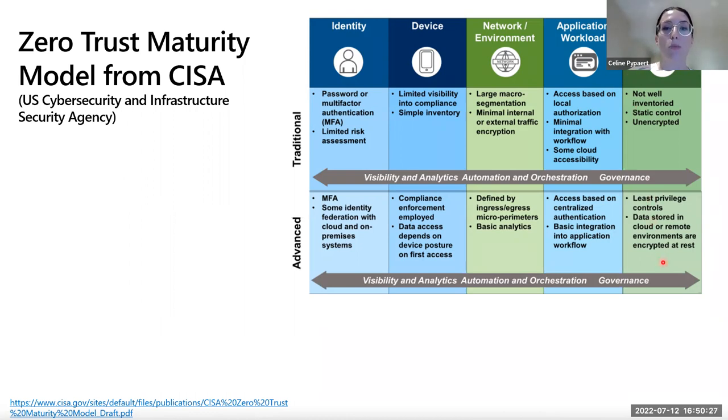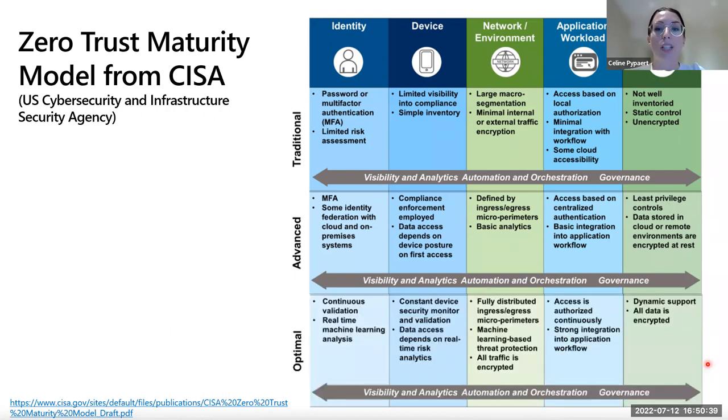And then here's what's considered to be more advanced. So having some identity federation with cloud and on-prem systems, as an example, least privilege controls. But optimally, and honestly, sometimes organizations will be in different points, not everyone is perfectly across the board, really. But looking at it optimally, this is what optimal looks like. So it's that continuous validation. It's leveraging machine learning, behavioral analysis, having that constant monitoring and validation, looking at ingress and egress. So looking at what enters a network, what leaves a network.